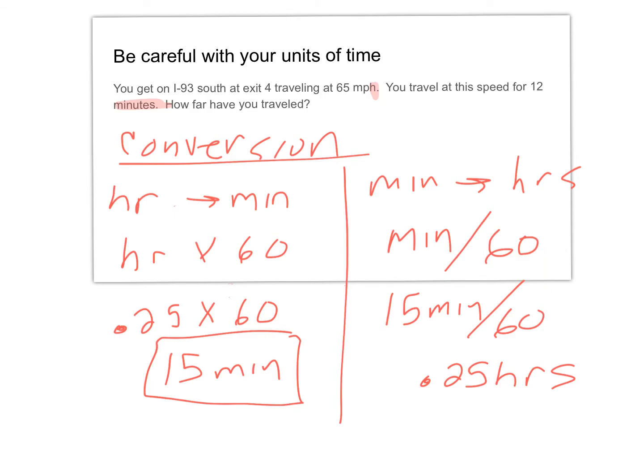All right, so let's shrink this down so we can do some work. Now, in this example, we were told we're traveling for 12 minutes. So we have to take our 12 minutes and divide it by 60 to put it in fractions of an hour, because we're traveling at miles per hour. So 12 divided by 60 is going to give you 0.2. So 12 minutes is a fifth of an hour.